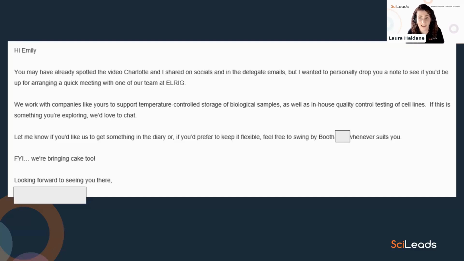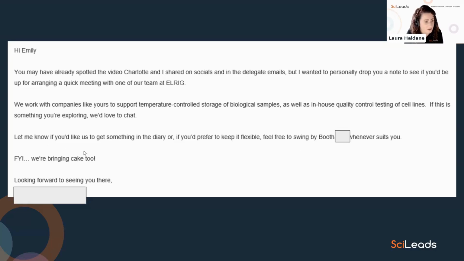This one I actually really like. They've already done a bit of work here, so you've probably already seen that we started stuff on socials and sent you emails. Perfect, multi-touch, love it. Wanted to personally drop you a note, plain text, stunning. We work with a company like yours. Okay, they didn't filter for I don't need in-house quality control testing, but fine. And then they included cake, which is awesome because I can't think of anyone that doesn't love cake.